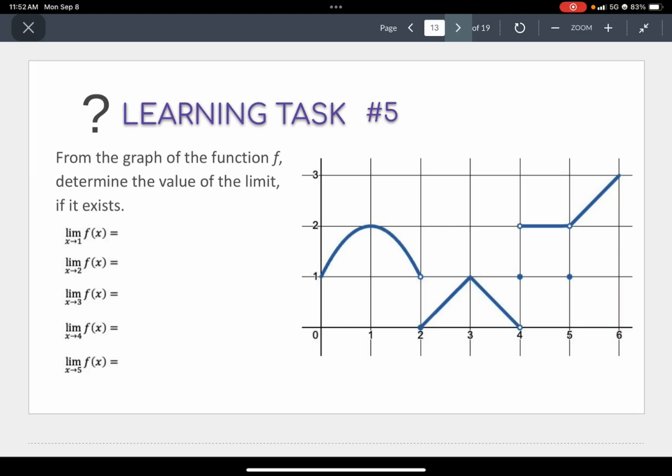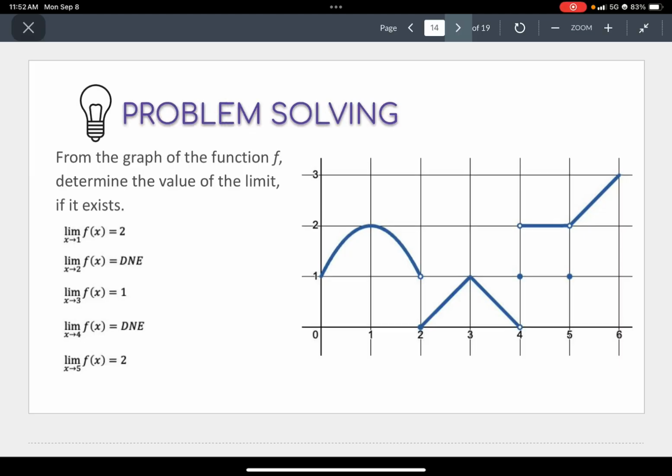Pause the video here and work the learning task to determine what value, if any, the function is approaching simultaneously from left and right. From the graph of the function f, we were able to determine each of these limits. First of all, we observe that as we move from the left, from 0 towards 1, our function is approaching 2. Similarly, as we move from the right, from 2 towards 1, we observe the function is also approaching 2. So therefore, the limit as x approaches 1 of f of x is 2.